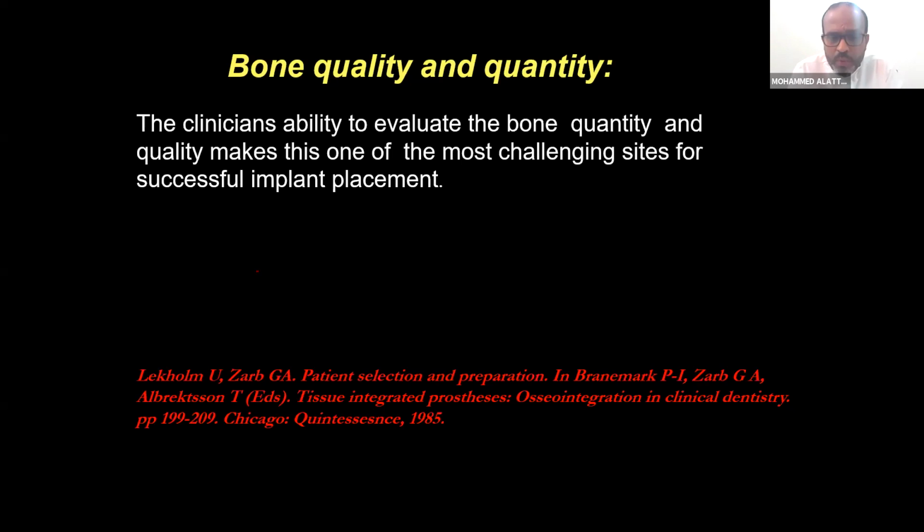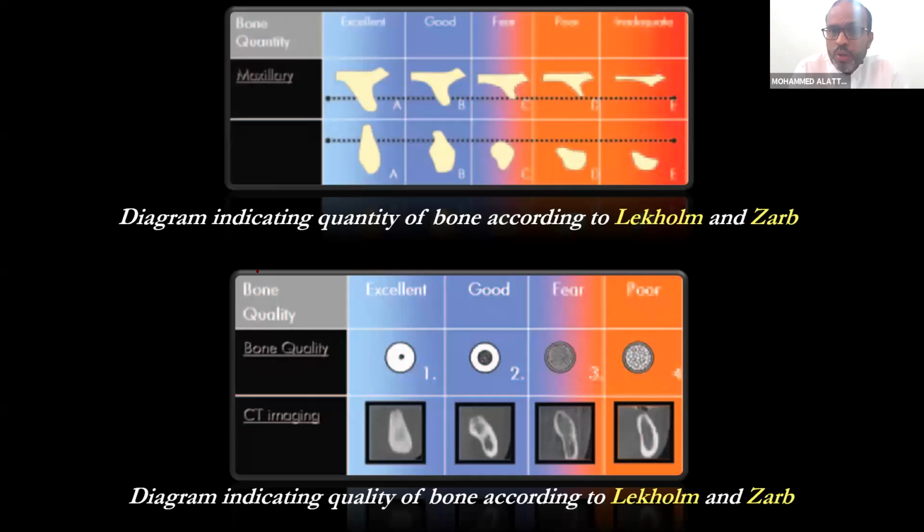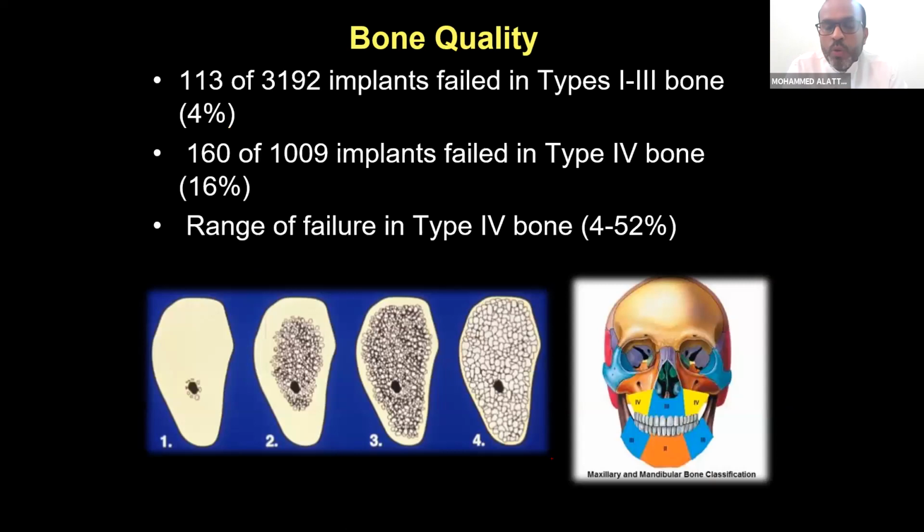As we know from Lekholm and Zarb, the classifications for bone quantity and quality, most of the time we should take care of cases with not good bone or not good density. Because when we have a patient like that, and most of the time we find it in the posterior maxilla, we should think that there is a high failure rate in this area. But as clinicians, what can we do? This patient presents with this type of bone, and in all the areas most of the time it has this type of bone.